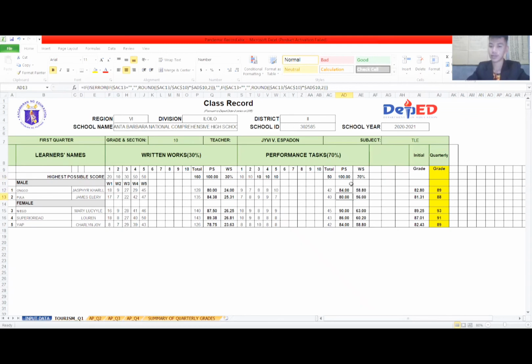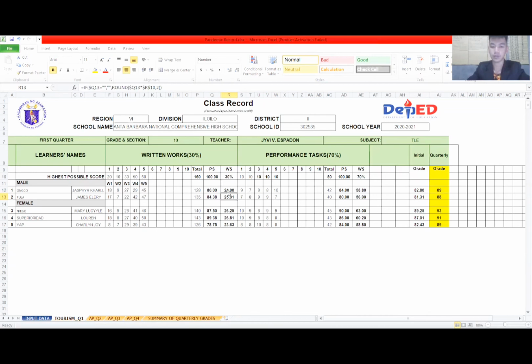Okay, so here the weighted score of Mr. Ungko is 58.80, because 84 will be multiplied by 70%, or in decimal, 0.70. So 84 multiplied by 0.70 equals 58.80. So that's the weighted score of Mr. Ungko. In order to get your initial grade, the weighted score in written works and the weighted score of performance tasks will be added.